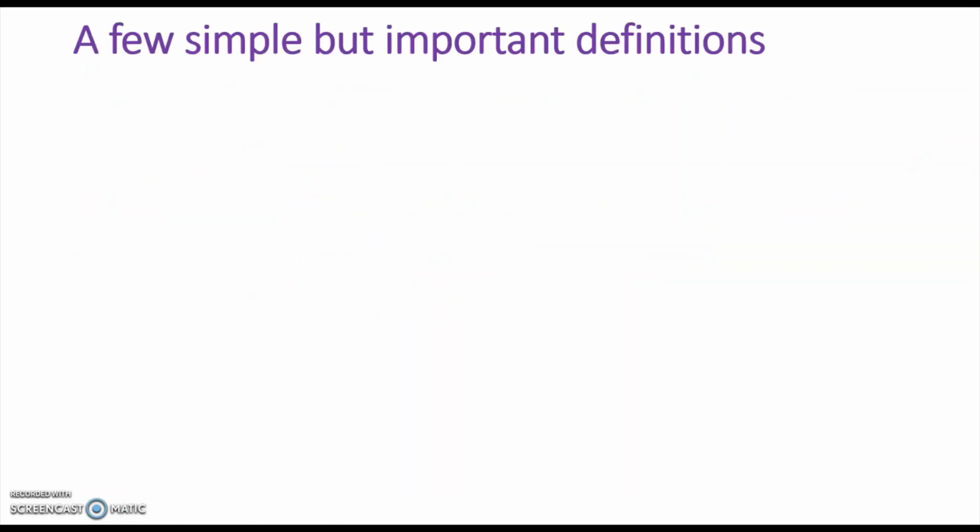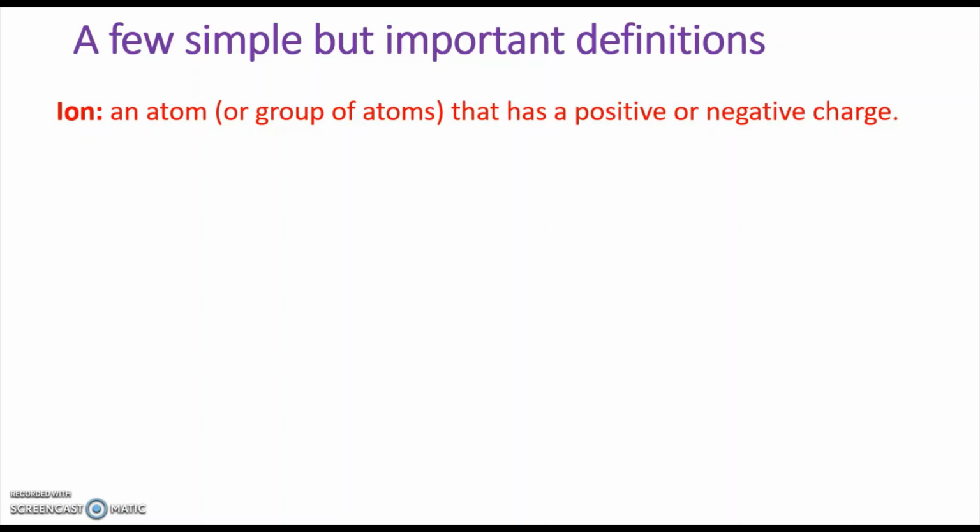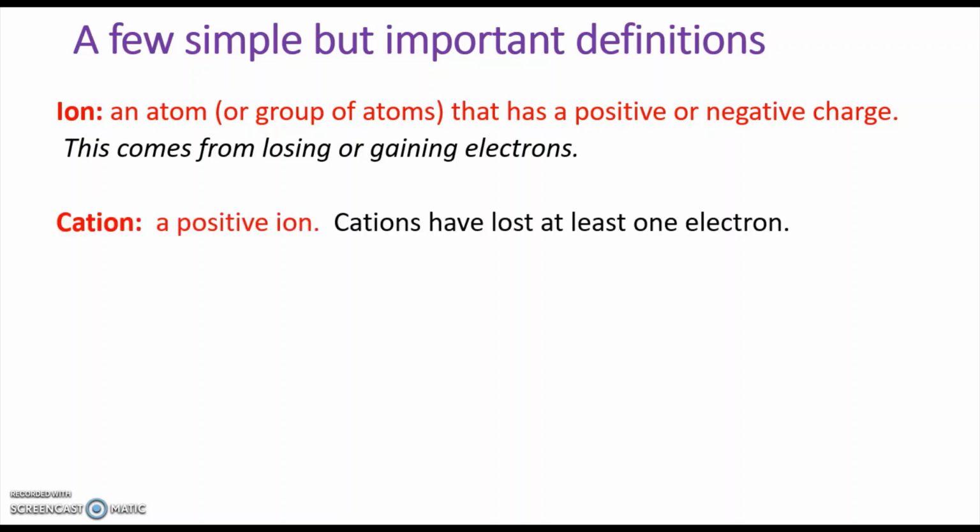And so we'll start out with a little bit of basic vocabulary. First of which, the most important of which, is the word ion, which is an atom or group of atoms that has a positive or a negative charge. And on the periodic table, especially, what we're going to be talking about is how this comes from losing or gaining electrons. Cation is a positive ion. Cations have lost at least one electron. They don't gain protons. That would change it into another element. But they lose electrons, causing an imbalance in the number of electrons and protons.